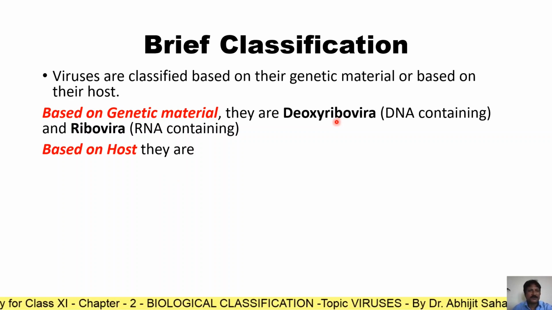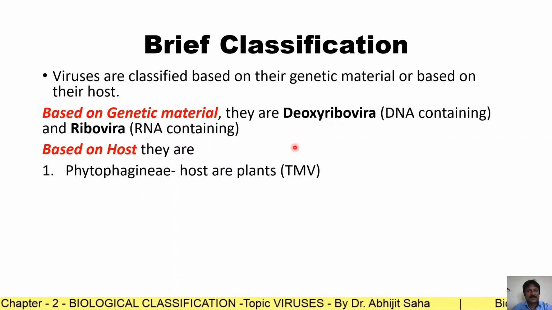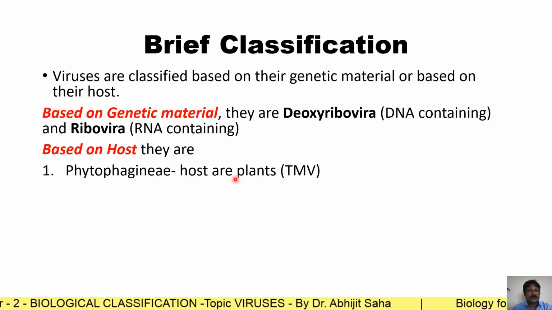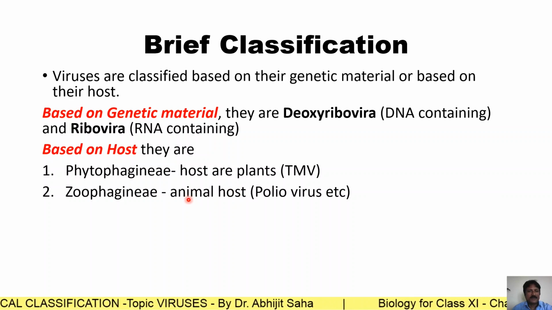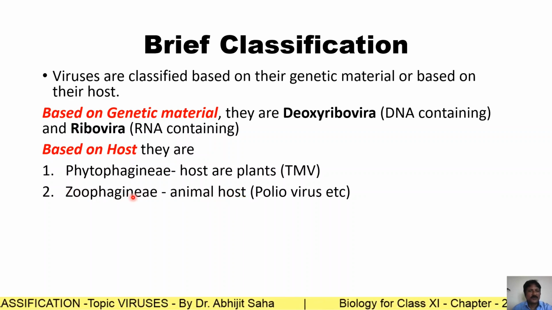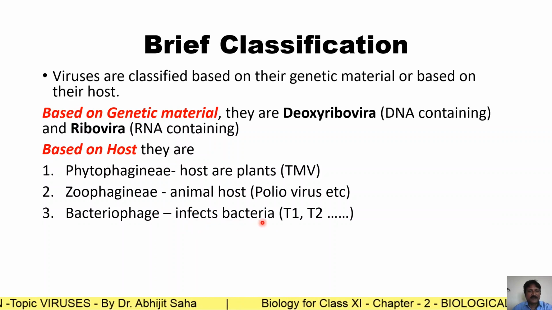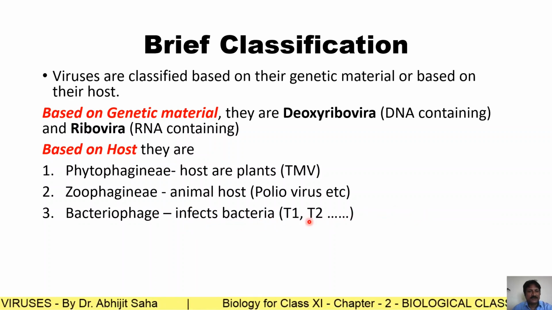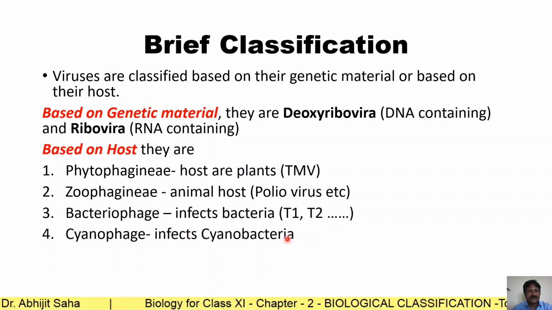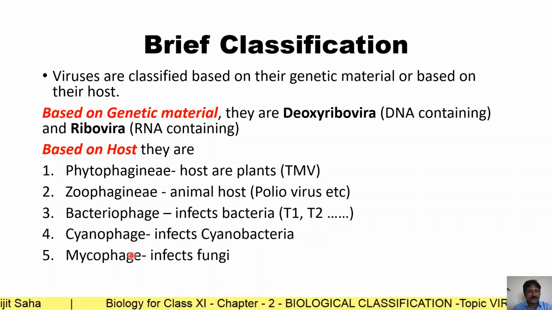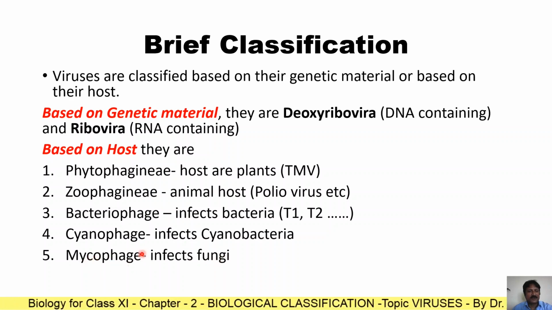We can classify them on the basis of the host also. Accordingly, they are phytophagini, that means plants are the hosts, for example tobacco mosaic virus. Similarly, when an animal is the host, it is called zoophagini, for example poliovirus. Certain viruses infect bacteria like T1, T2, T3, T4, etc. These are called bacteriophages. Those which infect cyanobacteria are called cyanophage. Similarly, some viruses which infect fungi are called mycophage.